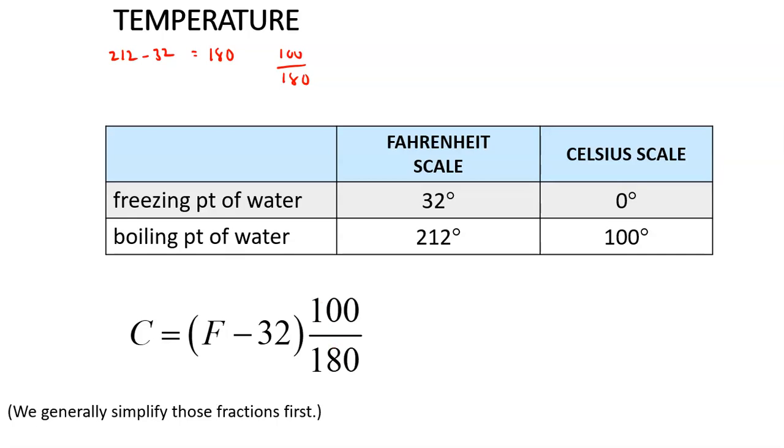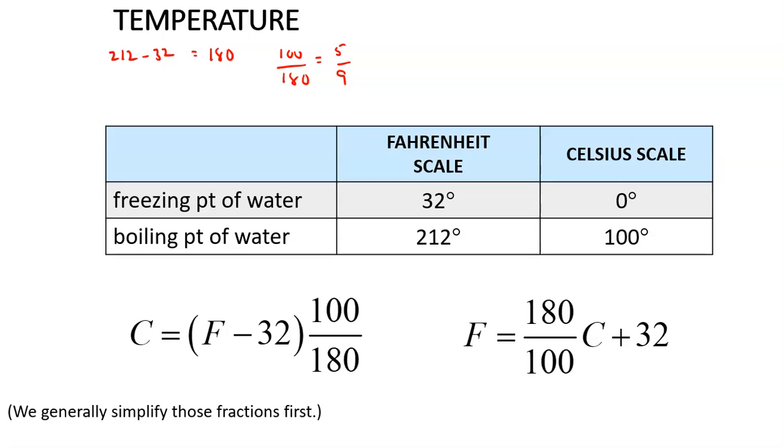Now, generally, we don't leave that as 100 over 180. We knock 20 out of the top and bottom, and we simplify it to 5/9. Okay. It works the other way, too. If you want to go from Celsius to Fahrenheit, you're going to multiply by, really, 9/5 and add 32.